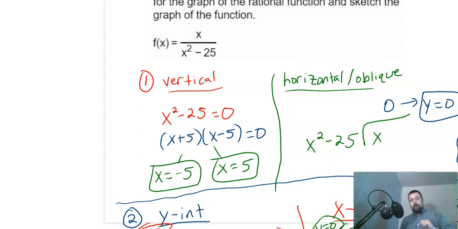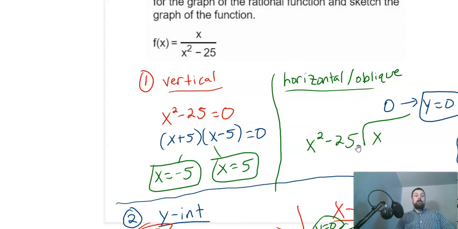First, you find the asymptotes. The vertical asymptote, you take the denominator, which is x squared minus 25, set it equal to 0. Solve it by factoring. So I factored it to (x plus 5)(x minus 5), and then set each factor equal to 0. You get x equals negative 5, x equals positive 5. So there are two vertical asymptotes in this problem.